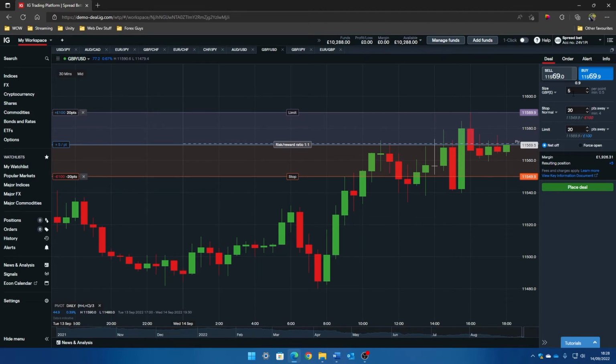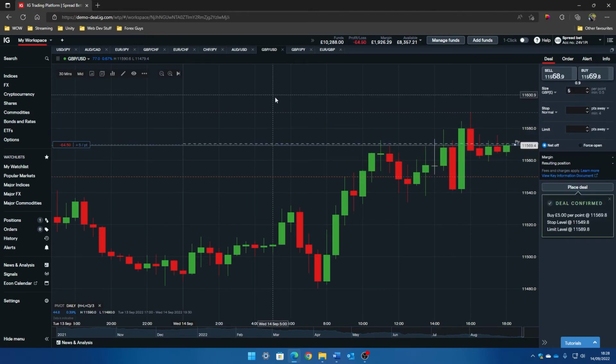So what this is telling me is that if I want to trade £5 per point with a stop of 20, limit of 20, the margin required to put this trade on is 1926.31. So if you've got funds of 10,000, well, I tell you what, let's actually place the trade. Just place the trade. Now we're in trouble.